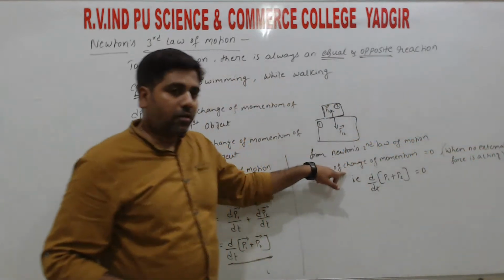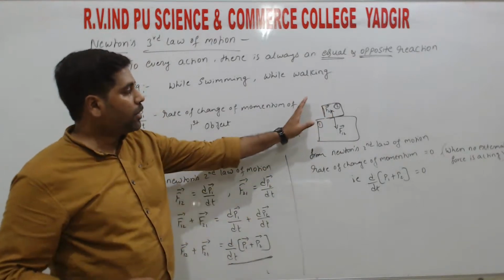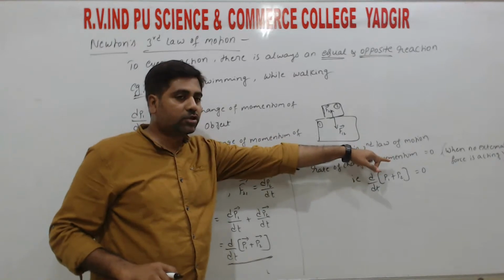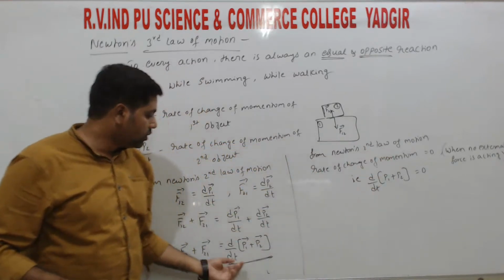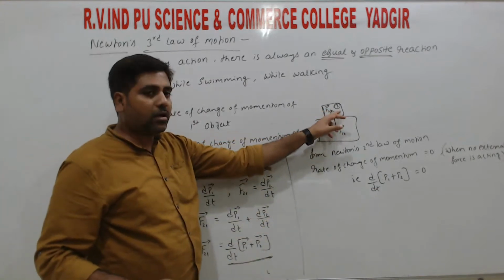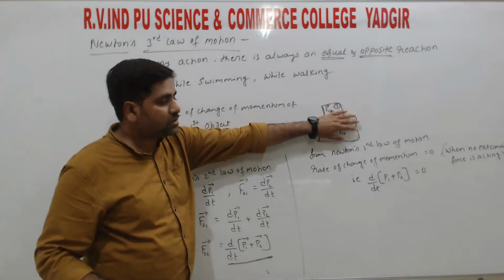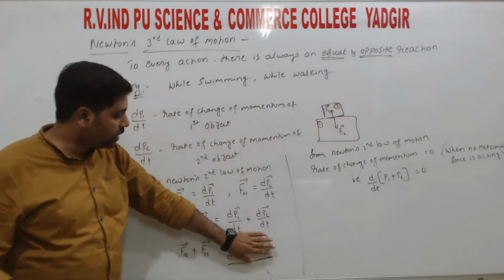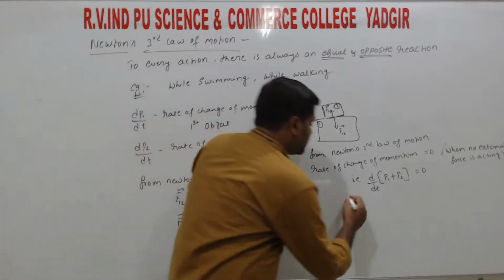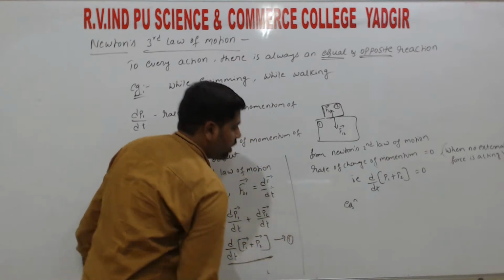So in this condition, when we are not applying any external force on an object, the rate of change of momentum is equal to 0, right? So that means the rate of change of momentum on these two objects is 0, because we are not applying any external force on them. Hence the whole term becomes 0, and we take this as equation 1.